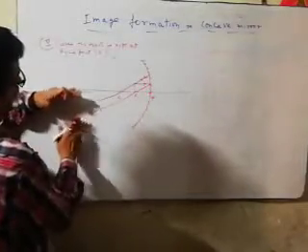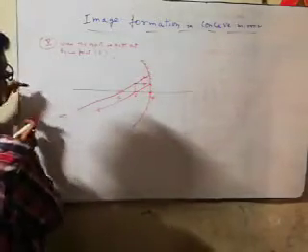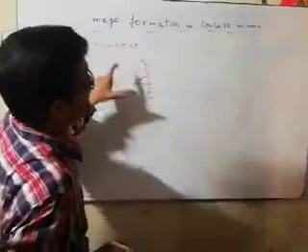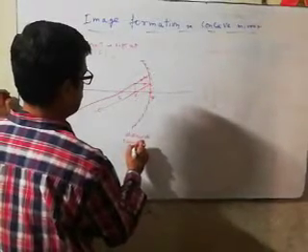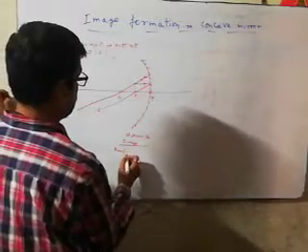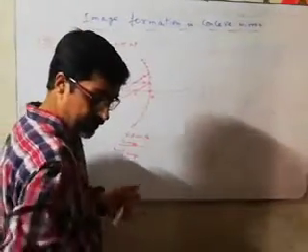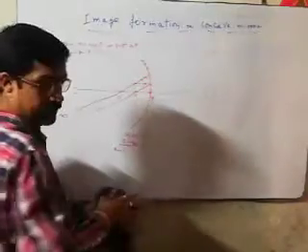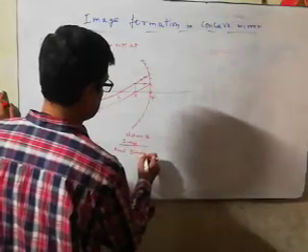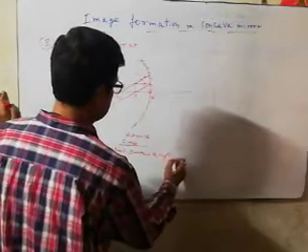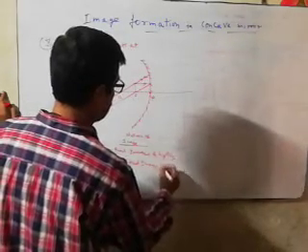These two parallel light rays will meet at infinity. So here in this case, a highly magnified image will be formed at infinity. So in this case, nature of image: real, magnified, or we can say highly magnified. Real, inverted and highly magnified. Okay, that is very important. Real, inverted and highly magnified image formed at infinity.